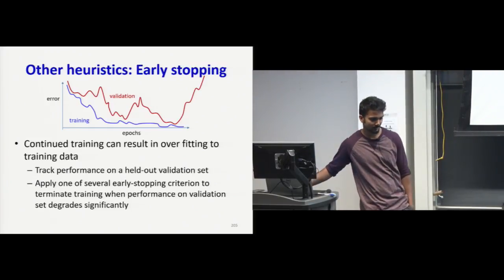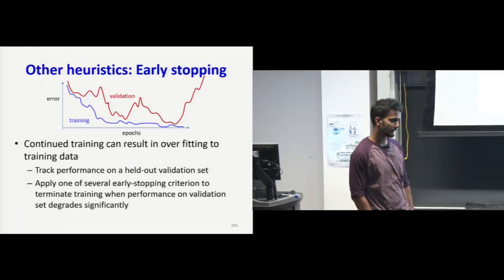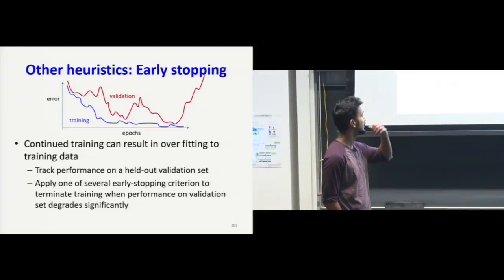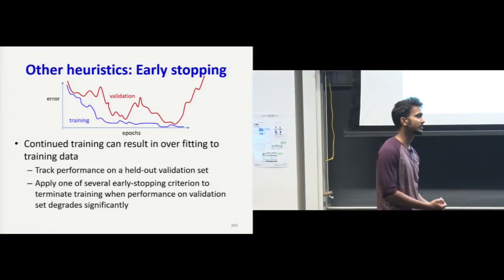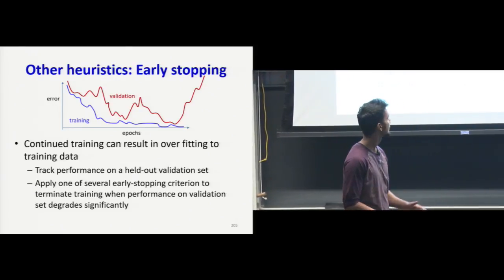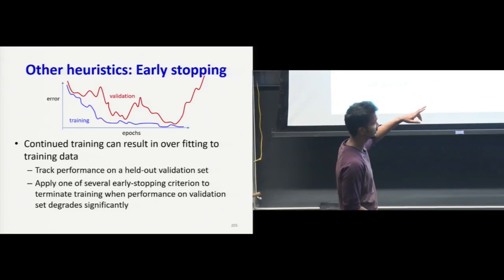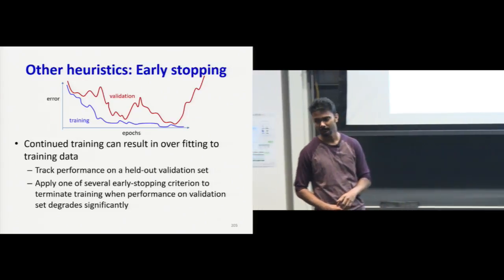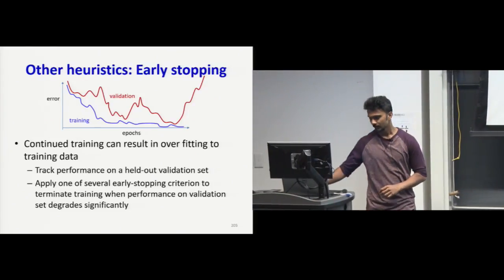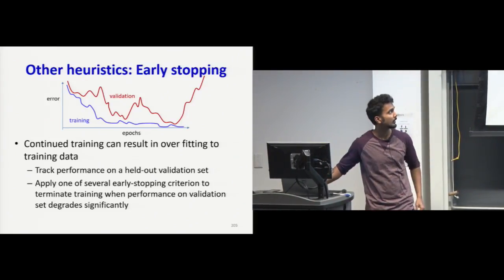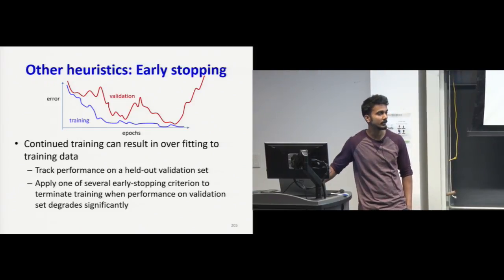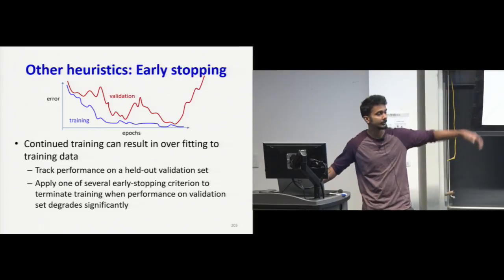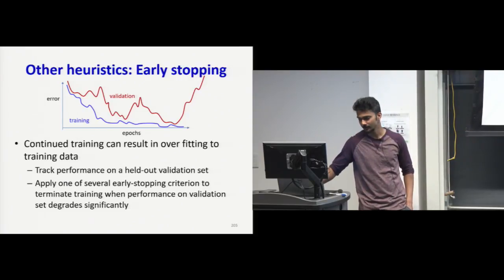Some other ways in which you can stop before your network starts overfitting is by plotting the graphs of validation and training accuracy or error. If your validation error starts increasing, that means your network started overfitting and you just stop training at that point. We will be going over how you can do this using TensorBoard in the next recitation. For now, this is the intuition. Once the validation error starts increasing, you just stop training.